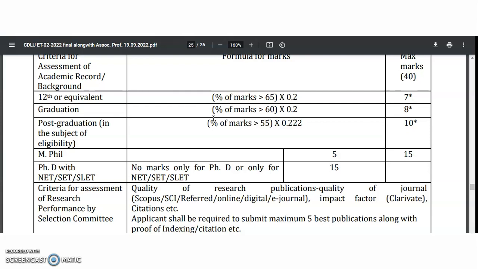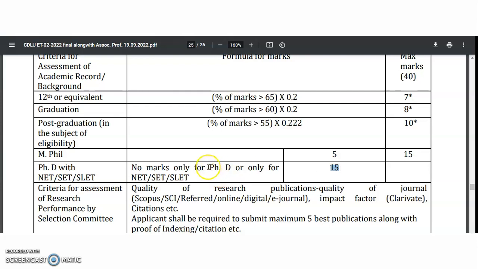So right now I am informing you that for PhD candidates with NET or SET or SLET, only NET is not helpful to get the 15 marks, and only PhD is also not eligible to get the 15 marks. Even if you have only UGC NET qualification, you will get 0 marks here. If you have only PhD also, you will get 0 marks here. That means as per this criteria, PhD candidates will not dominate the NET candidates, and NET candidates will also not dominate the PhD candidates. Here both are the same.